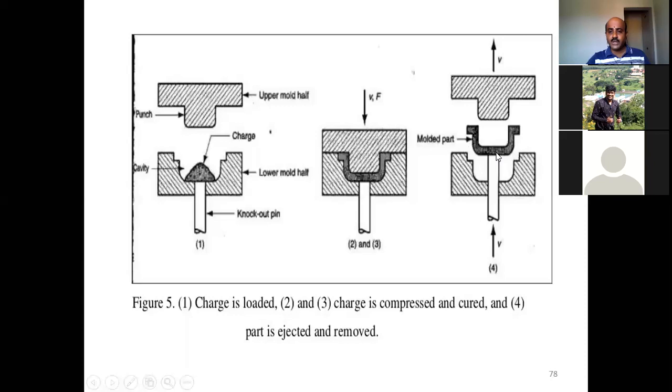And then in the next step, you can see the upper mold moves up and you can remove the finished product by just the plunger. The plunger will go in and push this finished product out of the lower mold half. So this is how we generally get this product by using compression molding.